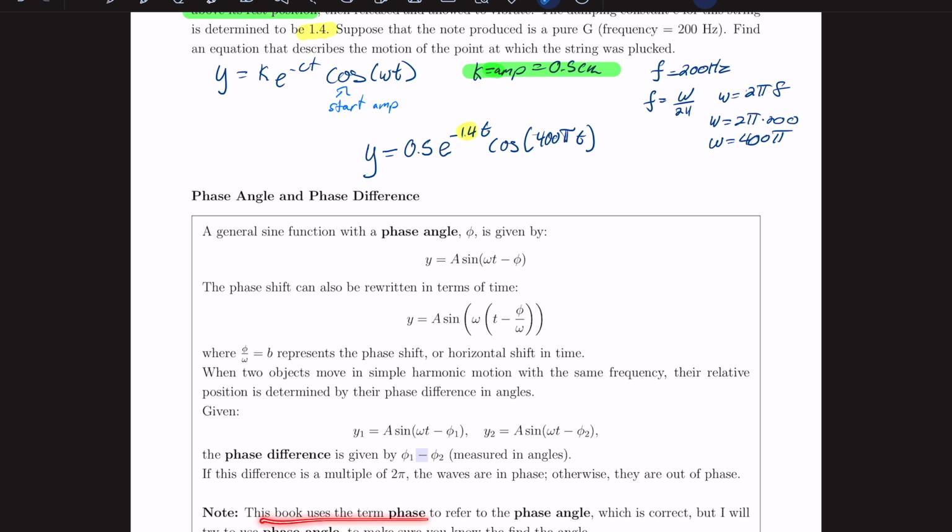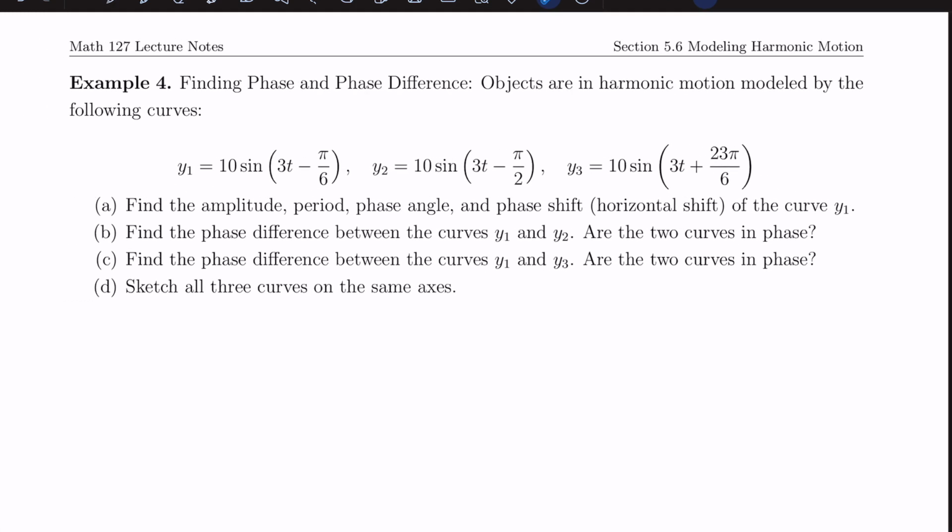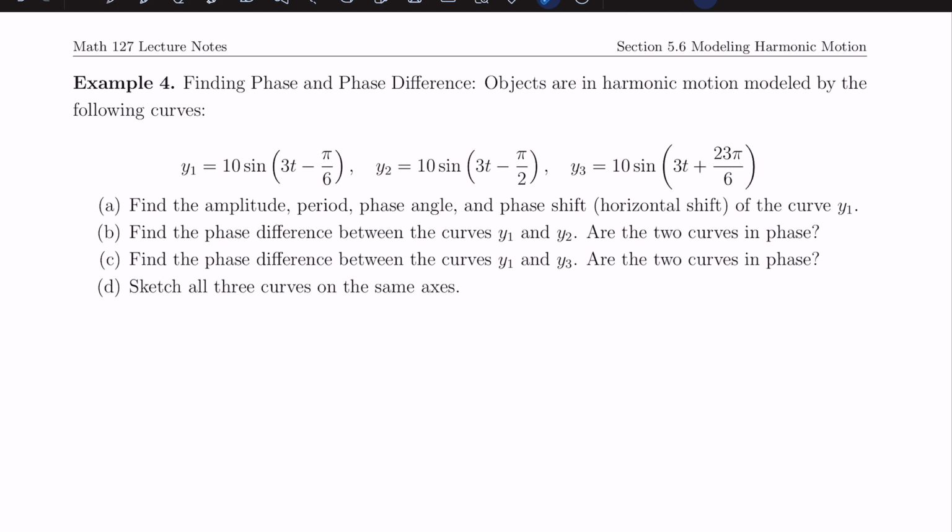Note, the book is going to use the word phase to refer to phase angle, which is correct. But I'm going to try to use phase angle when I want you to find the angle, and phase shift when I want you to find the distance. I'm going to try to make that distinction as clear as possible. So let's look at finding the phase shift and the phase difference in this example.